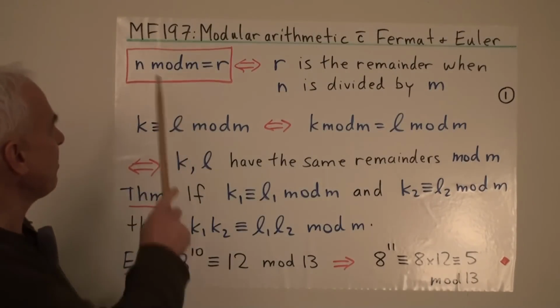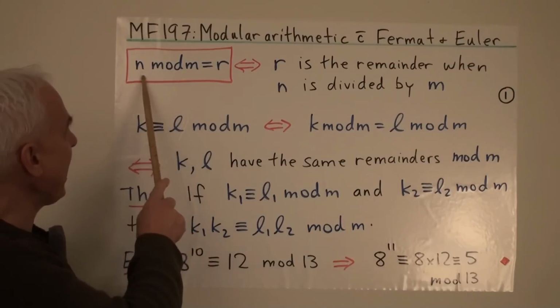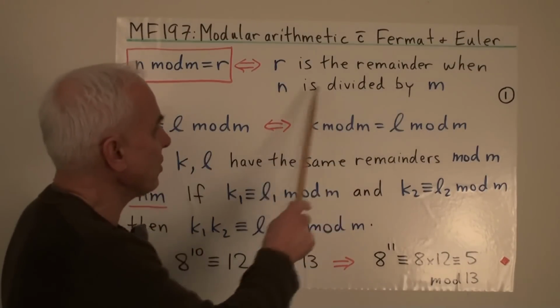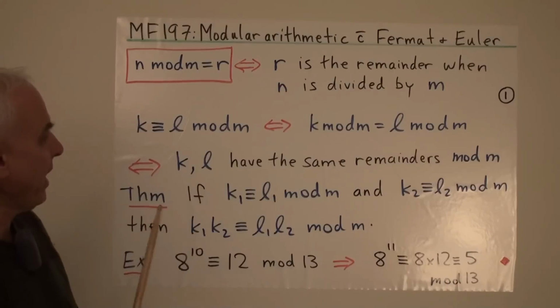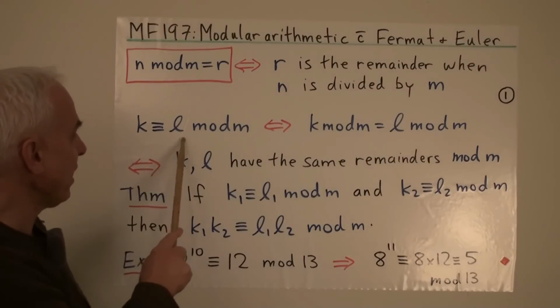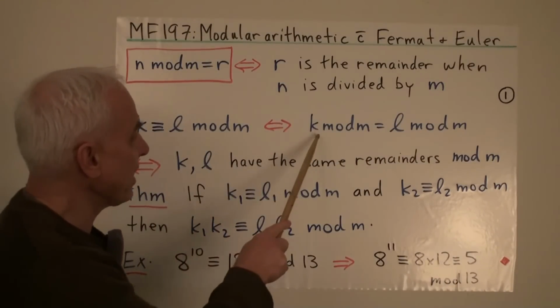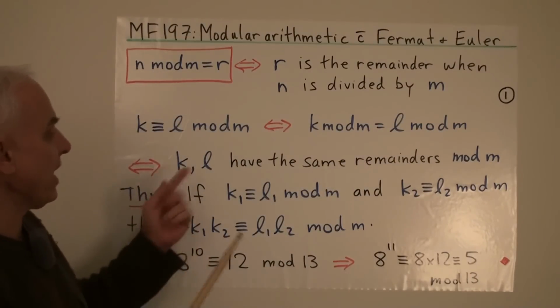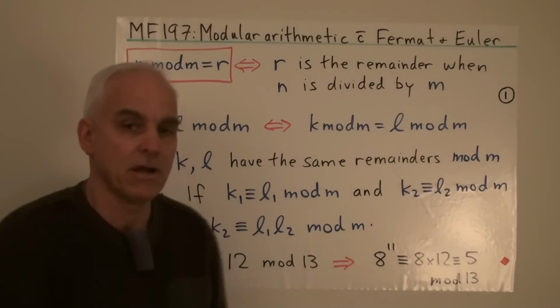So we are talking about modular arithmetic, and I remind you that n mod m equals r. That means that r is the remainder when n is divided by m. And we said that k is congruent to L mod m precisely when k mod m equals L mod m. In other words, when k and L have the same remainders mod m.